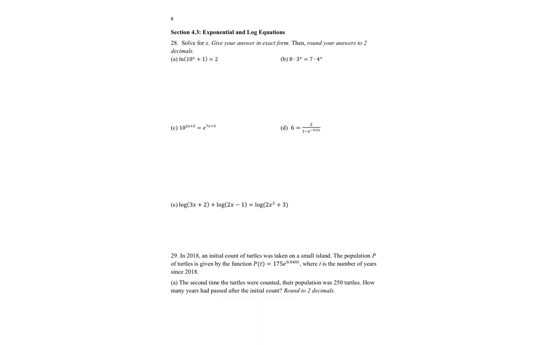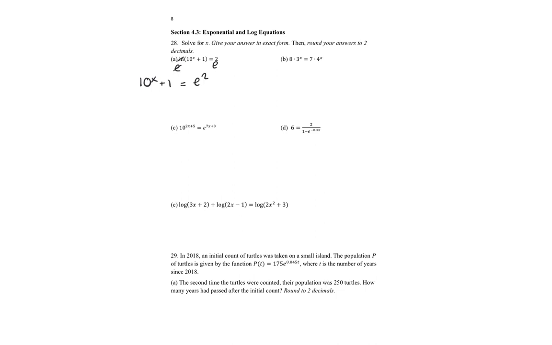There we go. Alright, so now it looks like we have some log equations and we're trying to solve for x. So if we go to part A, we have the natural log of 10 to the x plus 1 is equal to 2. If we're trying to get x by itself, the first step is to take both sides to the e. That's going to cancel out the e and the natural log on this side, so we're left with 10 to the x plus 1 is equal to e squared.